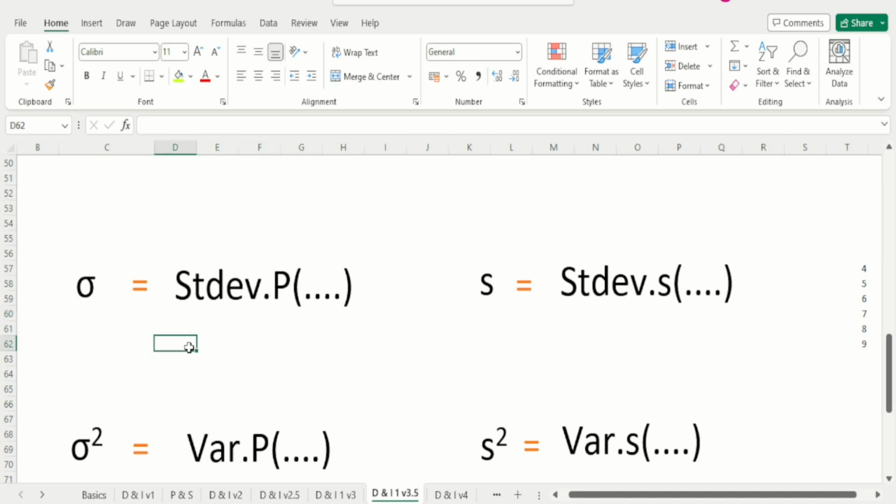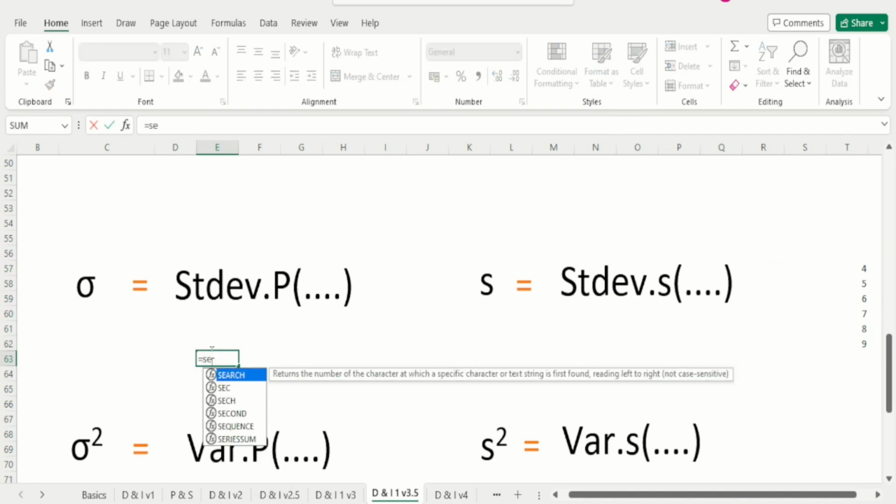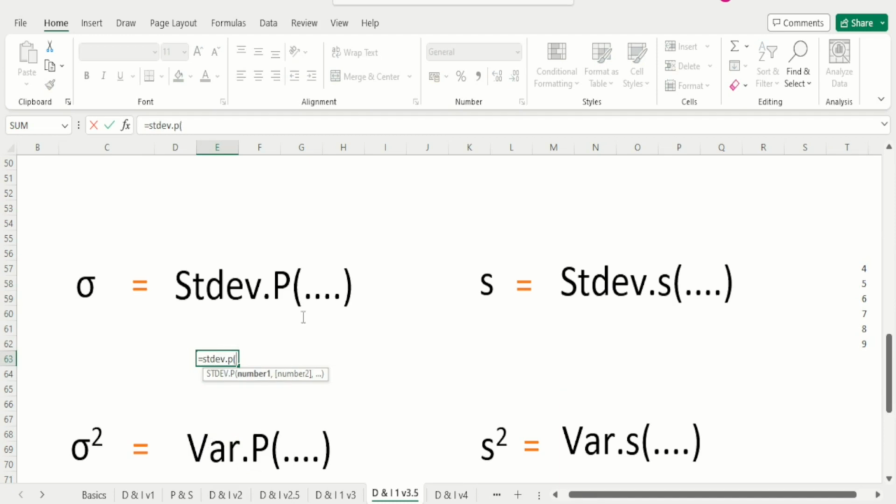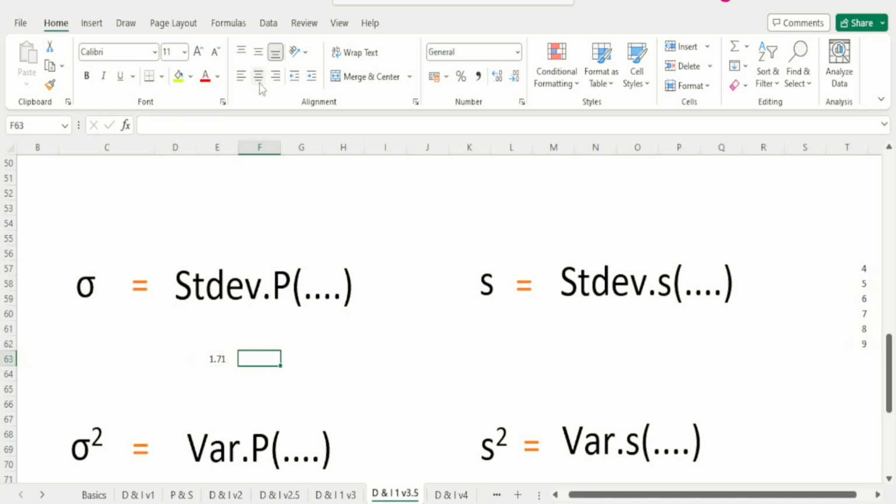So how does this work? So let's say we're trying to calculate the standard deviation on this data set right here. So how would this work? So stdev dot p, and then you select the data set. When you do that, it generates the standard deviation of this as a population. Okay.